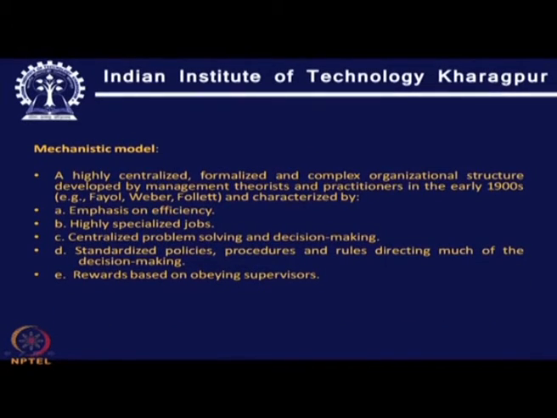When you are talking of a mechanistic model, it is a highly centralized, formalized and complex organizational structure, which was formed early in the 1900s by Fayol, Weber and Foley, and it is characterized by emphasis on efficiency, highly specialized jobs, centralized problem solving and decision making, standardized policies, procedures and rules directing much of decision making, and rewards based on obeying supervisors.